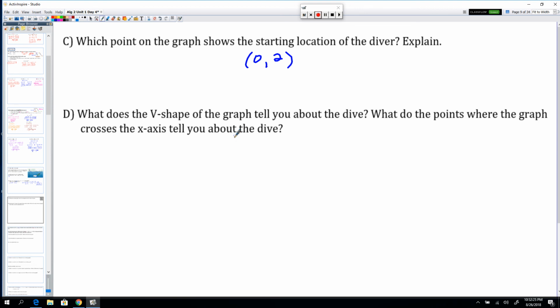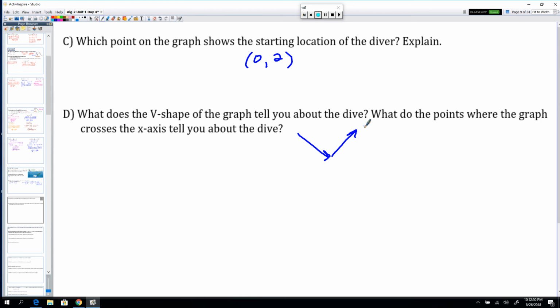What does the V shape of the graph tell you about the dive? Hopefully you're starting to think V shapes for absolute values. We'll talk about that again next class. What do the points where the graph crossed the x-axis tell you about the dive? Well, first of all, what does the V shape tell you? It basically says the diver went down and then they went back up again, right? That should be fairly straightforward. So the diver dove down and then swam back up. That's what the V shape tells us.